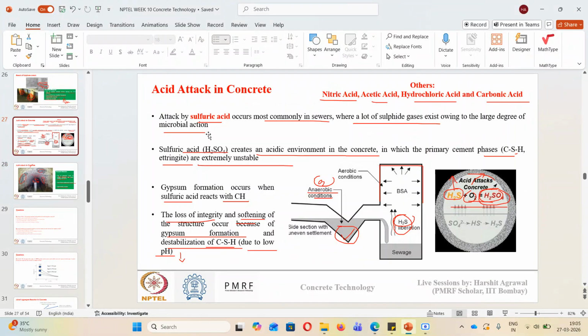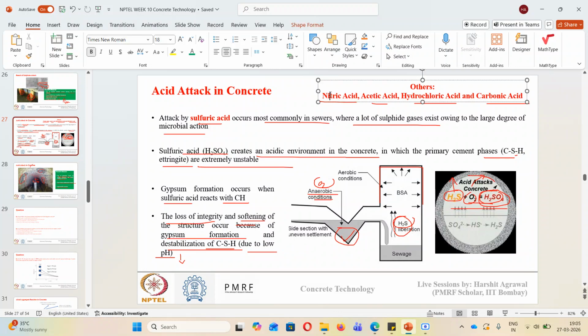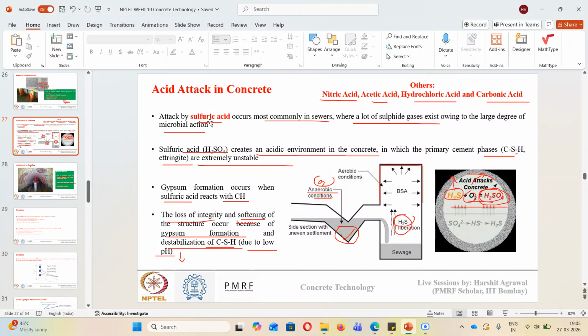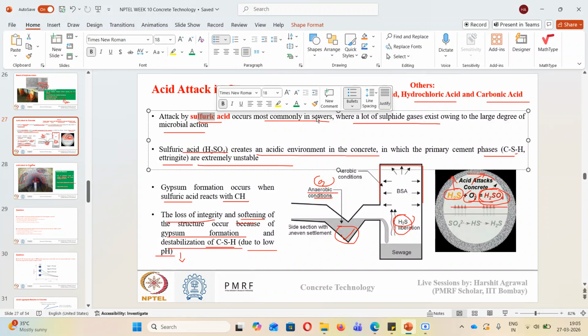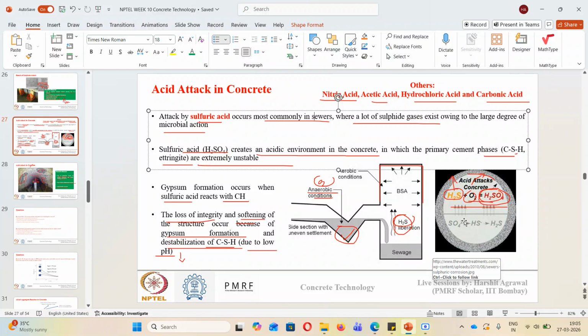Okay, so on slide 27 we were talking about acid attack. Now acid attack can occur due to a variety of acids like nitric acid, acetic acid, hydrochloric acid, or carbonic acid. But the major one occurs due to sulfuric acid, which is commonly found in sewers. Okay, so what happens in sewer lines? There are sulfide ions present in sewage, which are liberated as H2S gas. This H2S gas, in the presence of oxygen, forms sulfuric acid, and this sulfuric acid reacts with concrete and degrades the concrete.